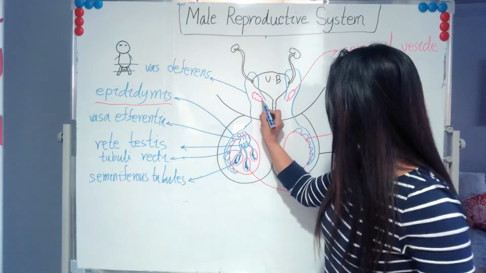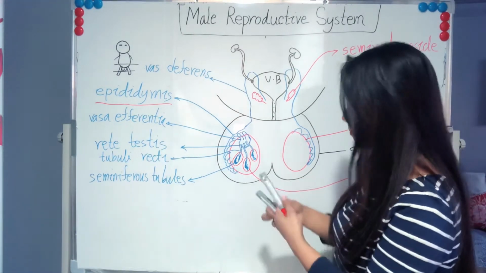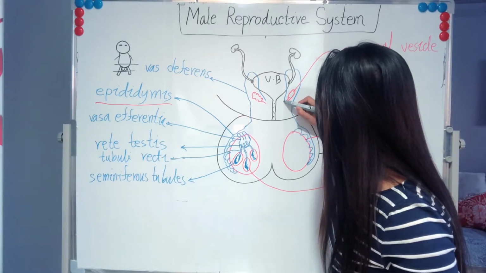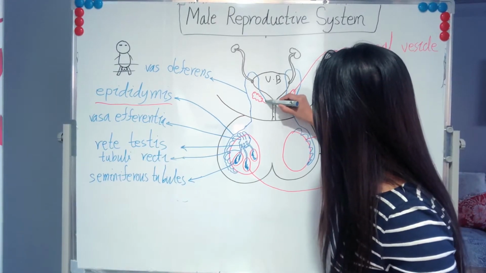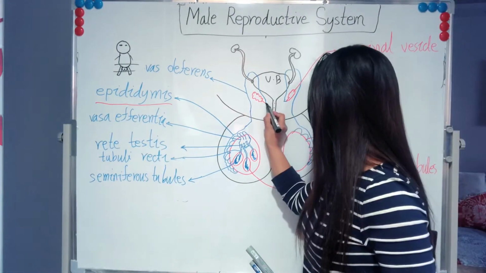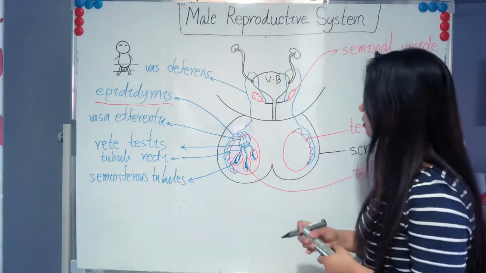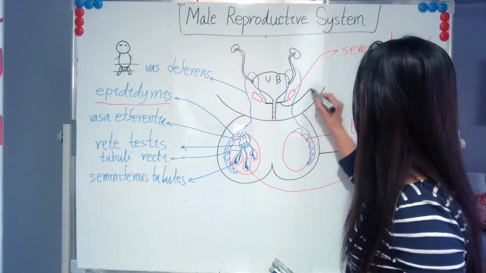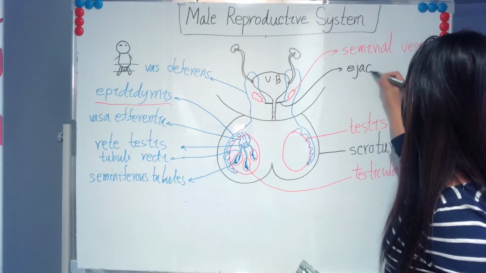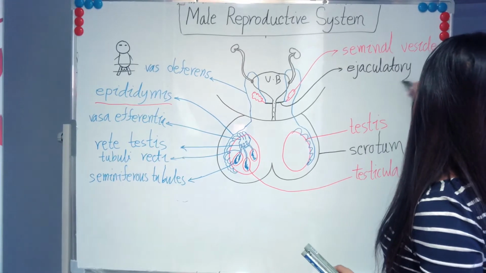Then this seminal vesicle gives a duct, and this vas deferens duct, they meet together and make one common duct, this black duct. And this duct is called ejaculatory duct.